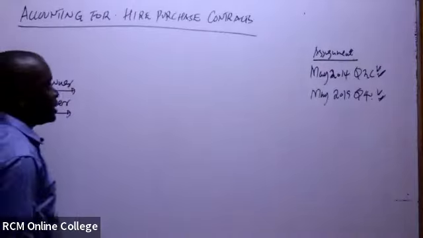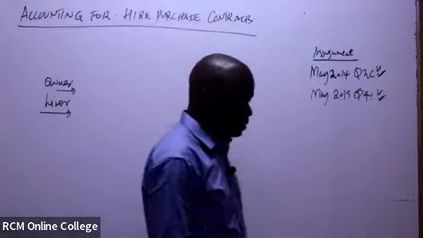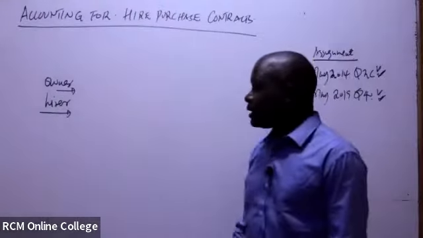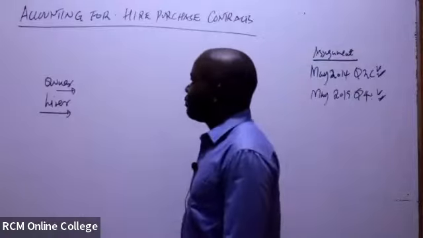So there are two parties under this kind of contract or agreement. One of them is the owner of the goods. The other party is known as the hirer.